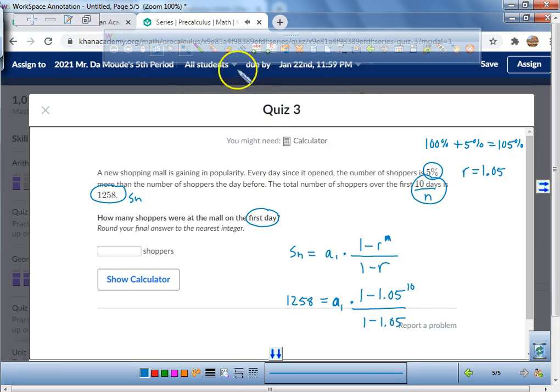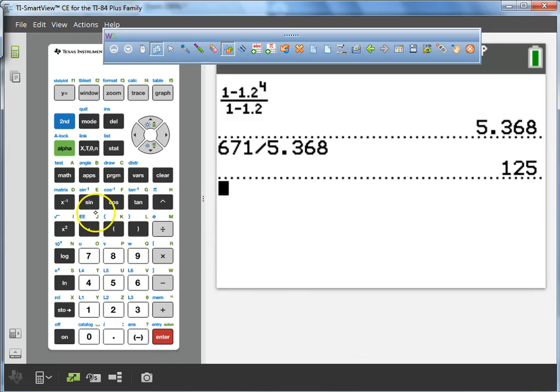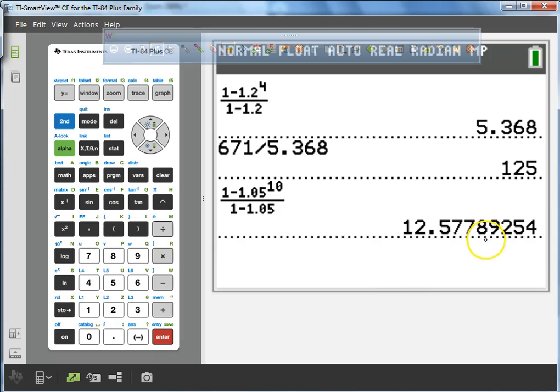So what do I definitely do in the calculator? I do not do this in my head. I'm not that smart. I'm doing this part in the calculator. So I'm going to go alpha y equals enter. Do 1 minus 1.05 to the power of 10 over 1 minus 1.05. Press enter. Whew, I get that.